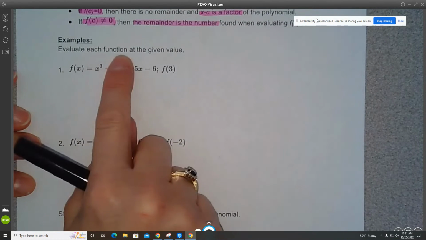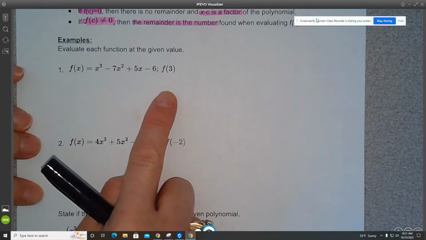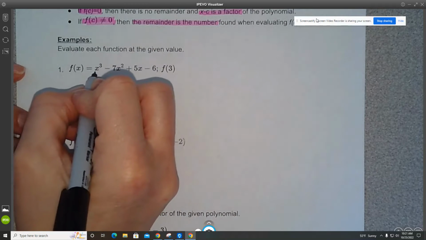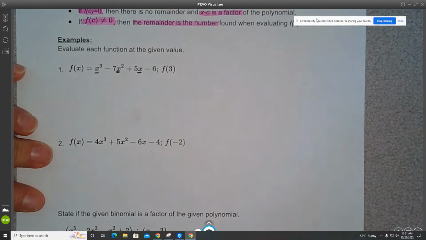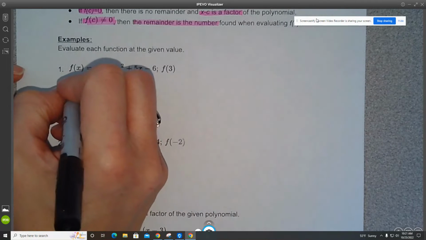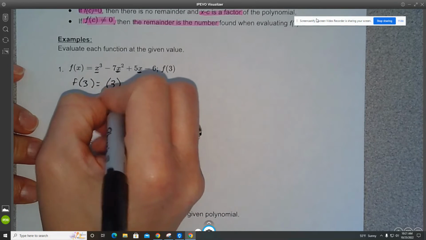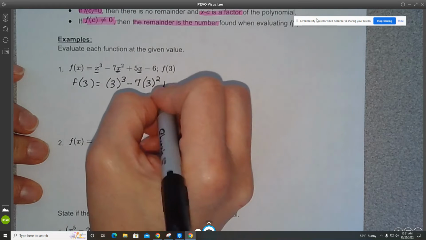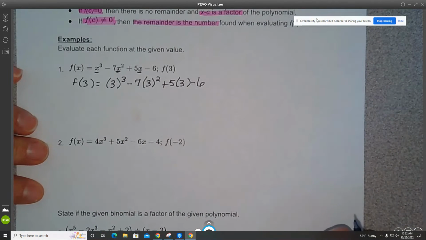So here it says evaluate each function at the given value. So if I'm going to evaluate this function for f of 3, that means that everywhere I see an x, here, here, and here, I'm going to put in the number 3 and see what I get for y. So I'm looking for f of 3. So I'm putting in 3 cubed minus 7 times 3 squared plus 5 times 3 minus 6.